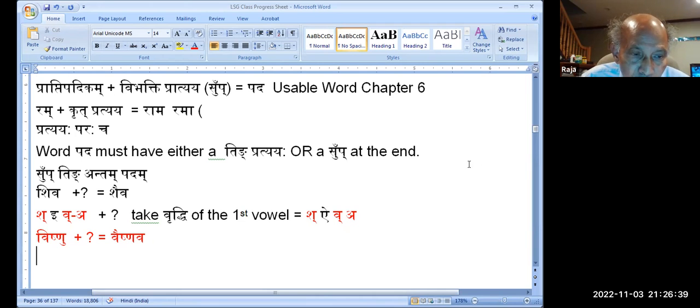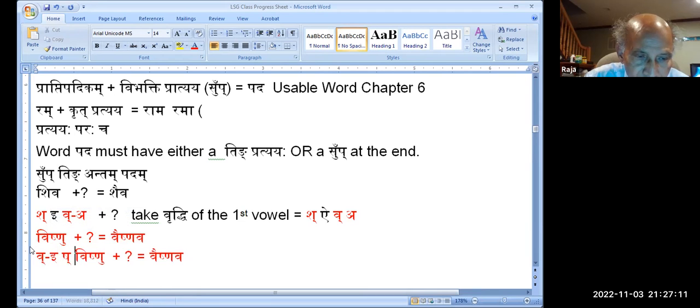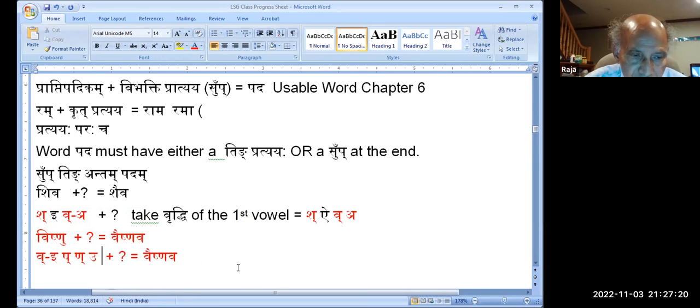Now, Vishnu becomes Vaishnava. So if we break that, V becomes Y. So E becomes I. So you have to take the Vruddhi of the first vowel; this is what rules get developed everywhere. And if I break this into pieces, it's Vakara, Ikara, and Shakara, Nakara, Akara, and Ukara. That is this side. Okay?